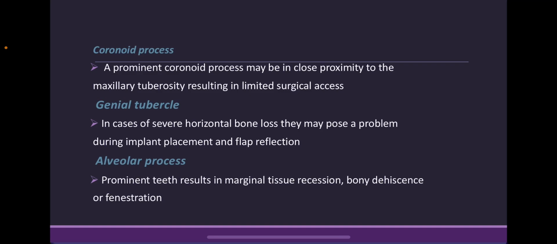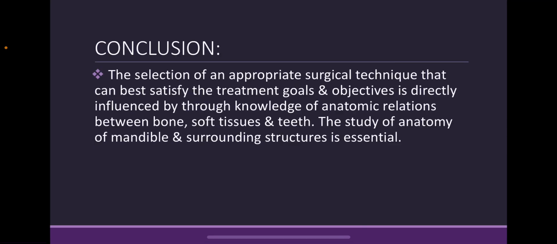Genial tubercle ridge. In case of severe horizontal bone loss, it may pose a problem during implant placement and flap reflection. Alveolar process ridge: permanent teeth, resulting in marginal tissue recession, bony dehiscence or fenestration.